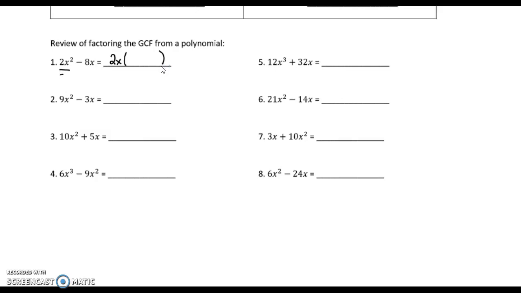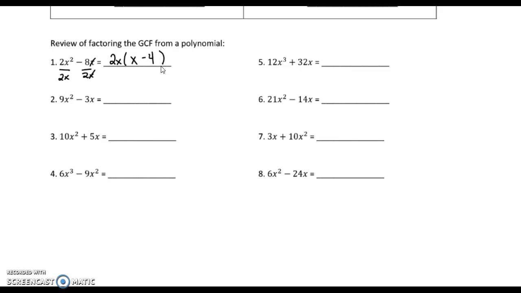So I like to show it using division. That just helps me personally. So 2 divided by 2 is 1. x squared over x is x. So 1x. Negative 8 divided by 2 is negative 4. And then x over x simplifies to 1. And you can think of it as canceling out in a way. Okay, let's look at 2.